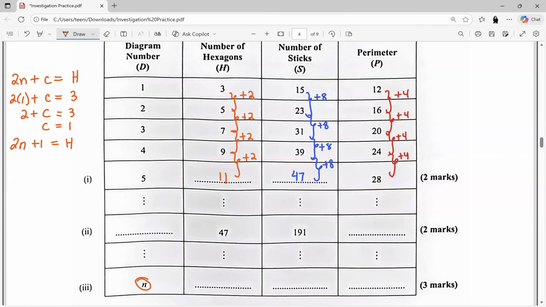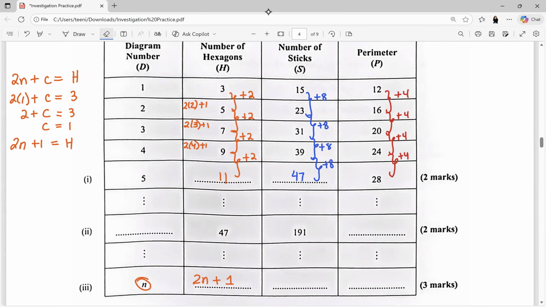So let's see. Well, when n is 2, 2 times 2 is 4, and 4 plus 1 is 5. So it holds true there. When n is 3, 2 times 3 is 6, plus 1 is 7. So it works there as well. When n is 4, 2 times 4 is 8, plus 1 is 9. So I can safely say that the rule to figure out the number of hexagons will be 2 times n plus 1.